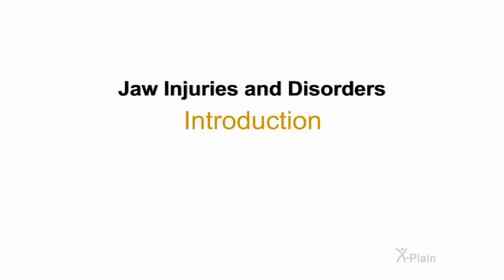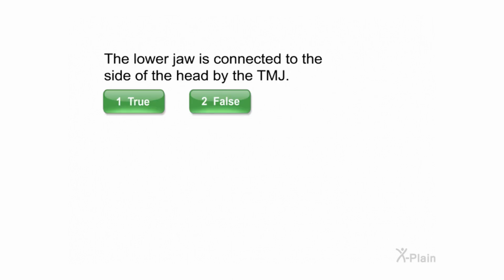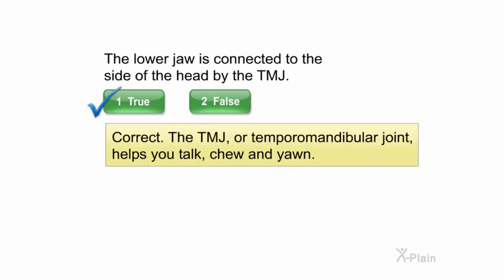Jaw injuries and disorders. Introduction. The lower jaw is connected to the side of the head by the TMJ. Select true or false. Correct. The TMJ, or temporomandibular joint, helps you talk, chew, and yawn.